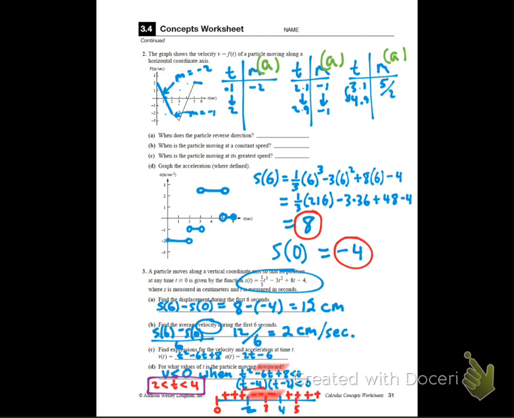And there's a little bit of work involved in that, but it doesn't mean you can't do it. It just means you have to remember what we did way back at the beginning of Pre-Calc Honors.